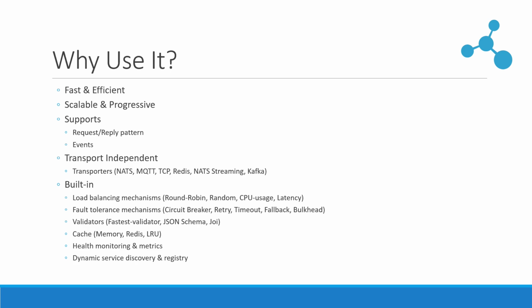line of code. Molecular supports request, reply pattern, and events, so you can design the interactions between your services in any way that you like. It's also transport independent, meaning that your services can communicate with each other through NATS, MQTT, TCP, Redis, and more.